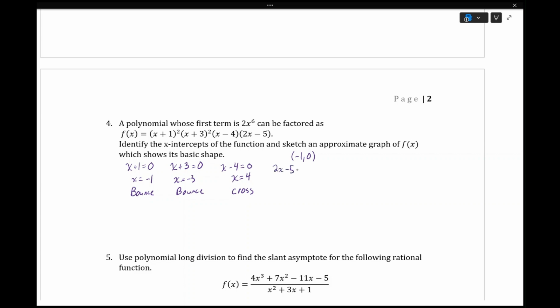2x minus 5 equals 0. Let's see, that means 2x equals 5, so x equals 5 halves, and that once again is going to cross. So my x-intercepts are negative 1, 0; negative 3, 0; 4, 0; and 5 halves, comma 0. Now, I can use that to draw a very rough graph.